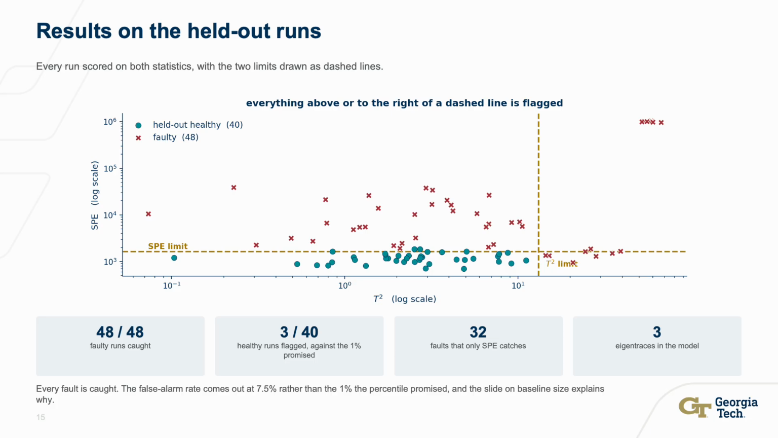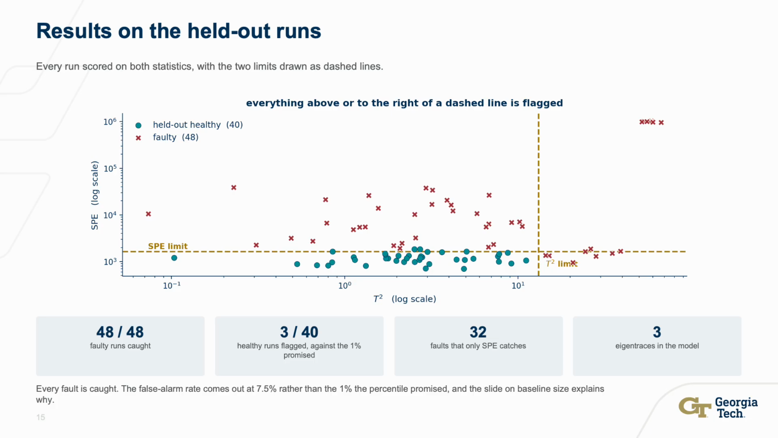The healthy runs form a tight blob near the bottom left, roughly 2 orders of magnitude below the faults on SPE. That separation is what makes the perfect score possible. It is not that the limits are cleverly placed, it is that the two populations barely overlap on this benchmark. The faults spread over 4 orders of magnitude vertically. The ones at the very top are slow ramps which change the edge shape and are therefore enormously far outside the model. The ones near the SPE limits are subtle plateau faults.